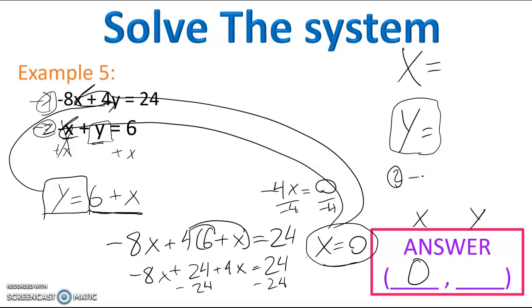We plug in, instead of a negative x, it's just a negative 0, which is literally just 0, plus y is equal to 6. 0 plus y is equal to 6. 0 plus y is just y. So we get here that y is just equal to 6. And that right there is our final answer.